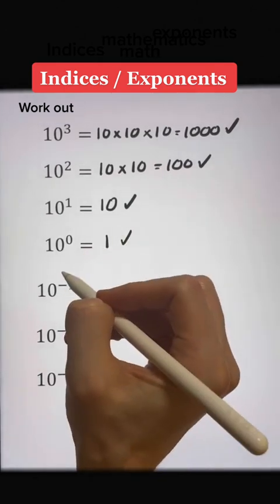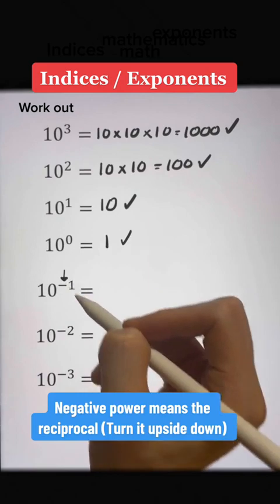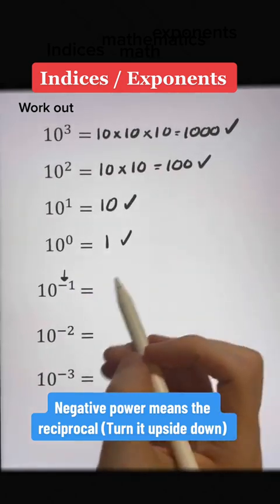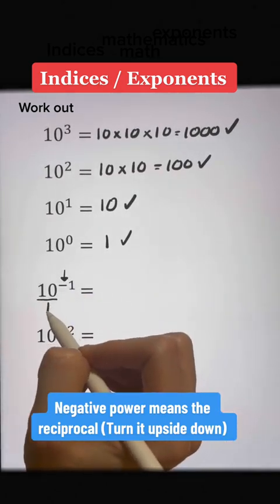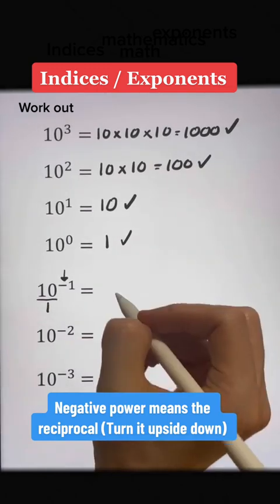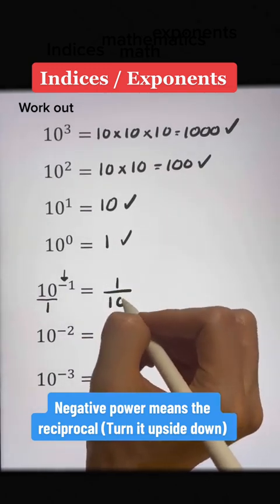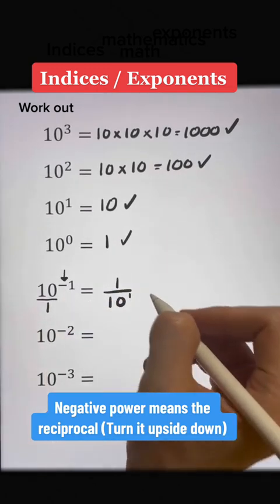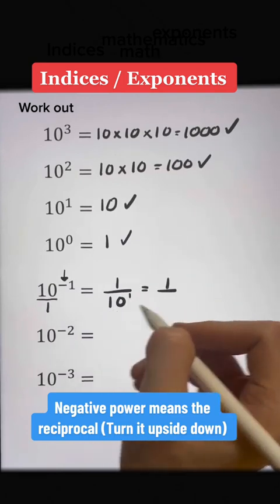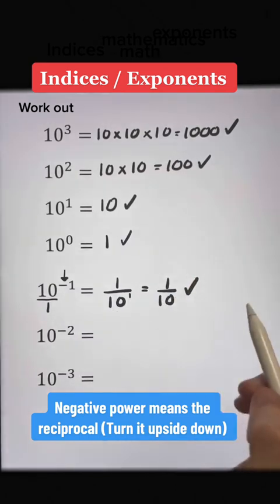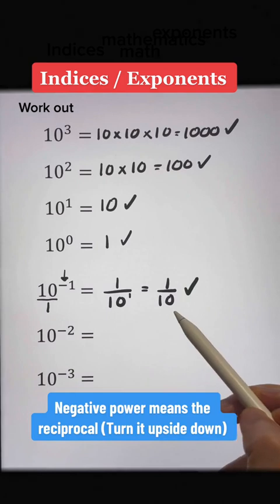When dealing with a negative power, it means the reciprocal. In other words, to turn it upside down. Well, we know 10 is the same as 10 over 1. Hence, turning upside down is now going to become 1 over 10, and we now always write the power positive. And we know 10 to the power 1 is simply 10. Hence, 10 to the power negative 1 is equal to 1 over 10.